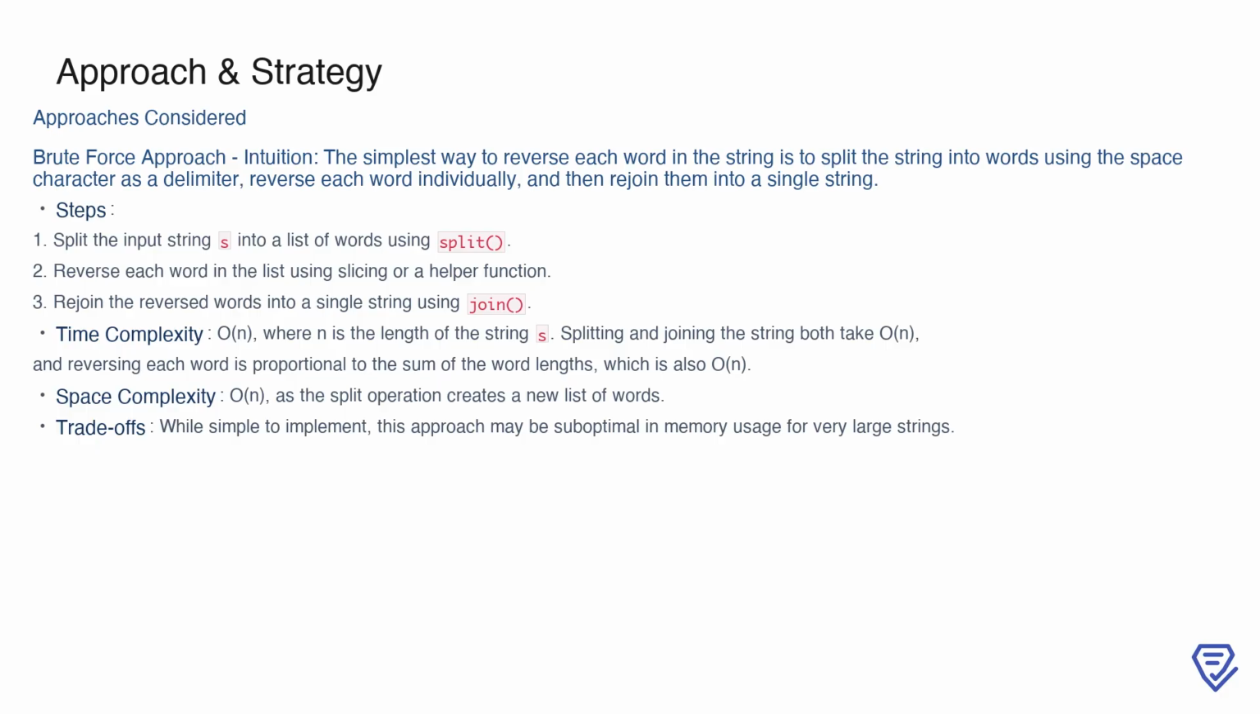This approach has a time complexity of O(n), where n is the length of the string, because splitting and joining the string both take O(n), and reversing each word is proportional to the sum of the word lengths, which is also O(n). However, a trade-off here is the space complexity of O(n), since creating a new list for the split operation requires additional memory. While simple to implement, this approach isn't the most memory efficient for very large strings, but it is a good starting point to understand the problem.